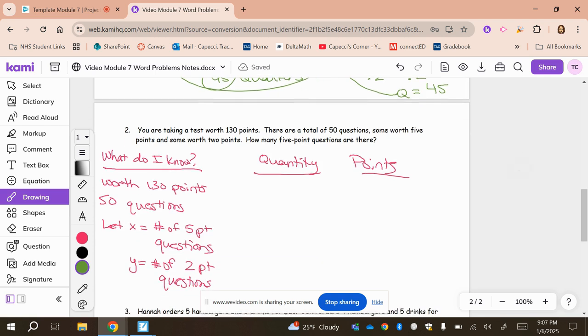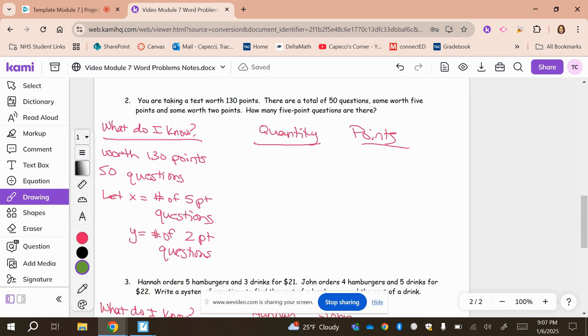Okay, let's take a look at the next one. This time we're going to talk about a test. So it says you're taking a test worth 130 points. There are a total of 50 questions, some worth 5 points and some worth 2 points. How many 5-point questions are there?